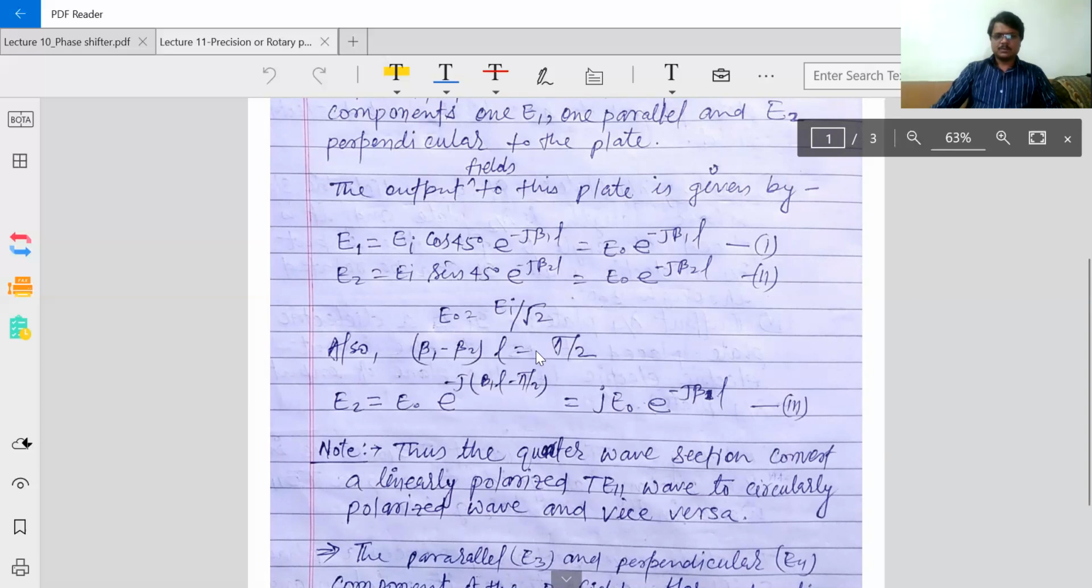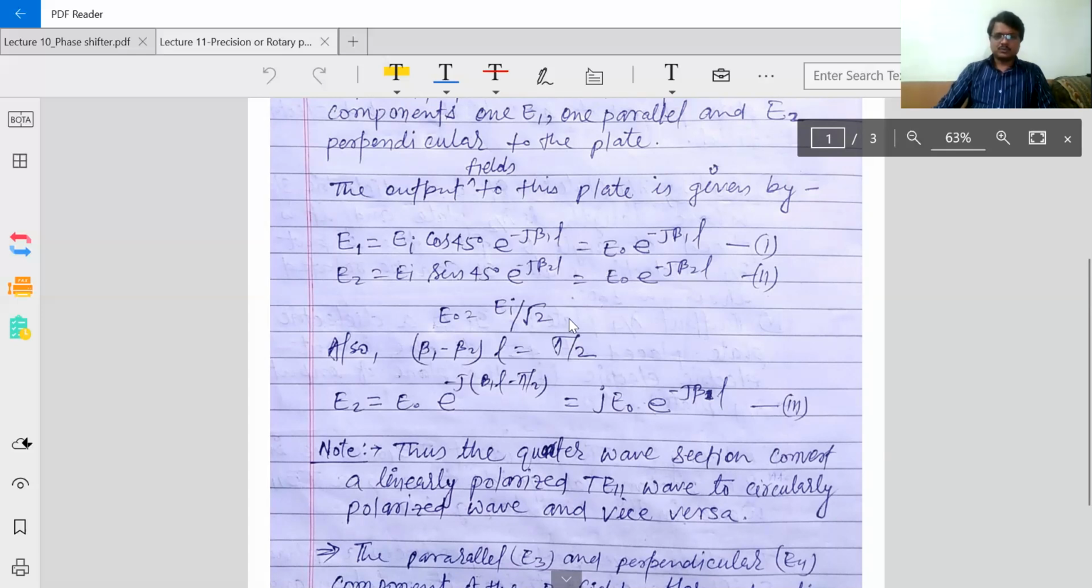Okay, because the phase difference between this and this is 90 degrees. It is in this direction, it is in this direction, so the phase shift is 90 degrees. So (beta 1 minus beta 2) L is equal to pi by 2. So by using this formula we can write this E2, which is in terms of beta 2, also in terms of beta 1.